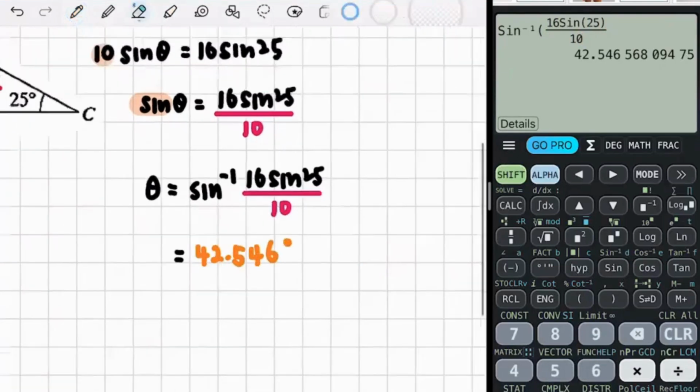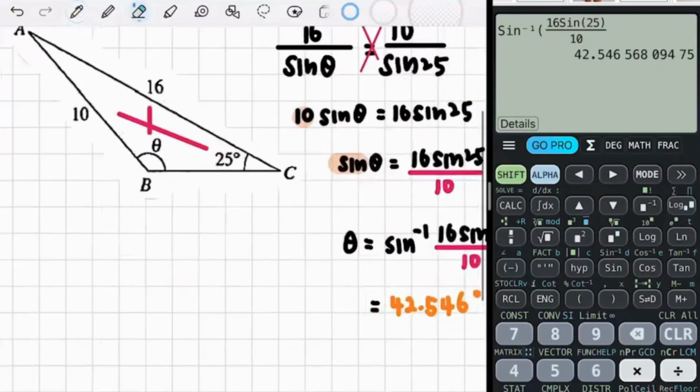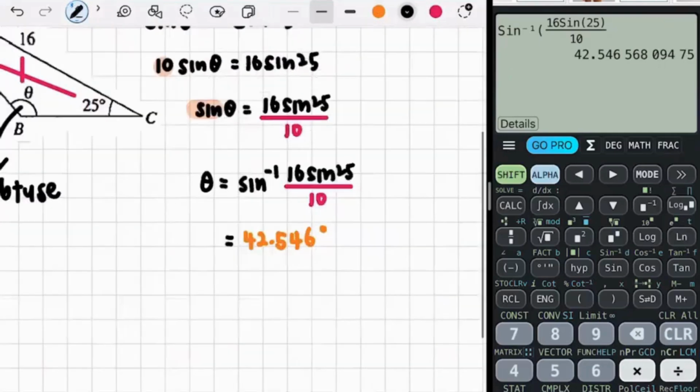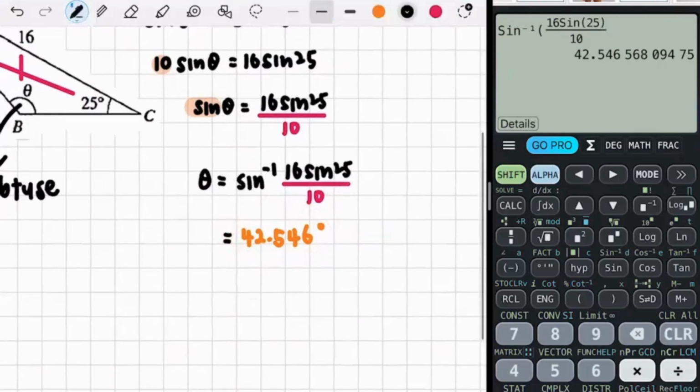Why am I hesitating? Because number one, I want you to go back to your diagram. That's the problem with trigonometry. Go back to your diagram. Do you notice this is an obtuse angle? How come my answer is so small? My answer is an acute angle. So actually in this case, if we need to really solve for theta, it's an obtuse angle. When we do an obtuse angle, we need to take 180 minus this one.